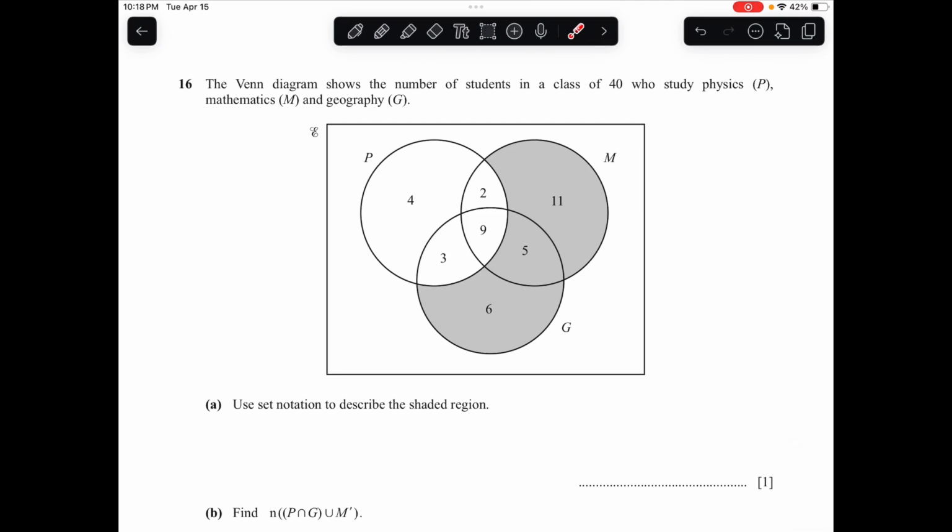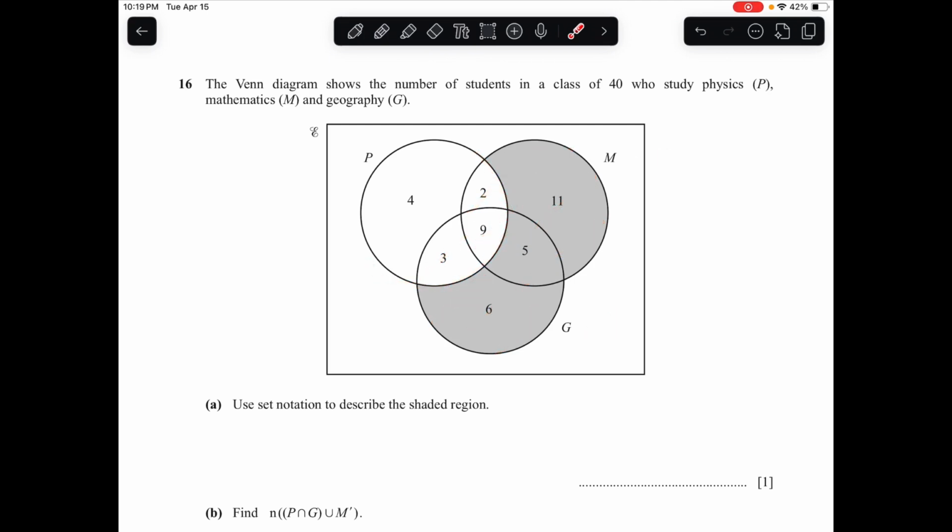The Venn diagram shows the number of students in a class of 40 who study physics, mathematics and geography. Use set notation to describe the region that is shaded. So we can see over here that a part of M and G is shaded. So I'm thinking that it is a union of M and G. But then this part is being removed out of it.